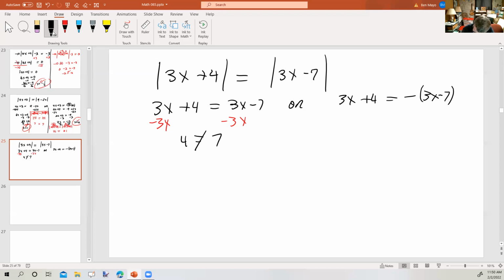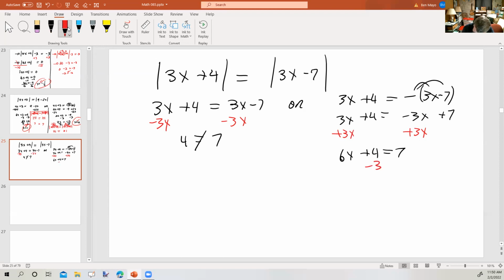The other one, we've got 3x plus 4 equals negative 3x plus 7. We add 3x to both sides of the equation. 6x plus 4 equals 7. We subtract, let's try subtracting 4 from both sides. 6x equals 3. Divide by 6, x equals 1/2. Let's check 1/2 and see if that works.